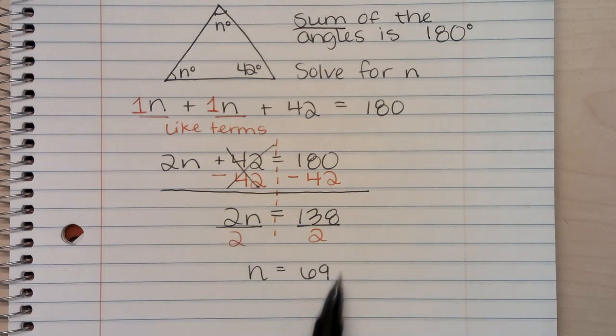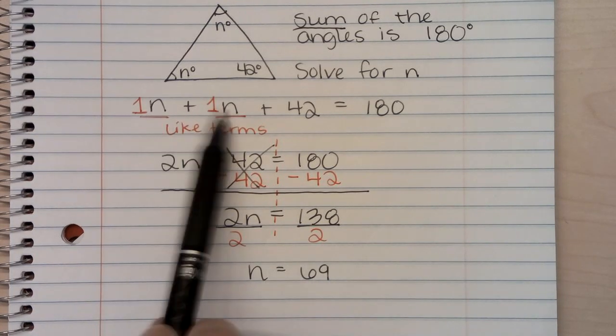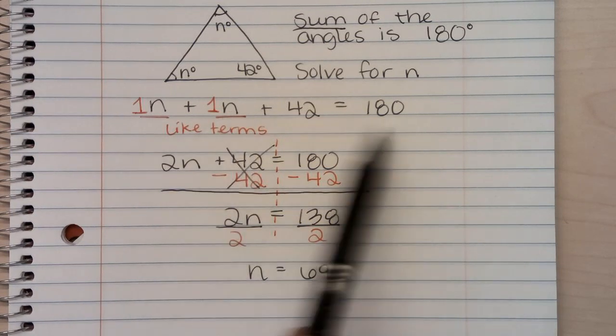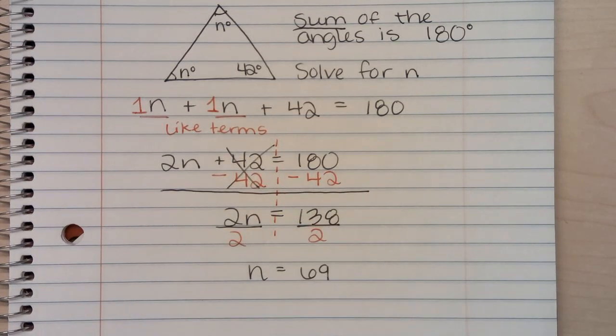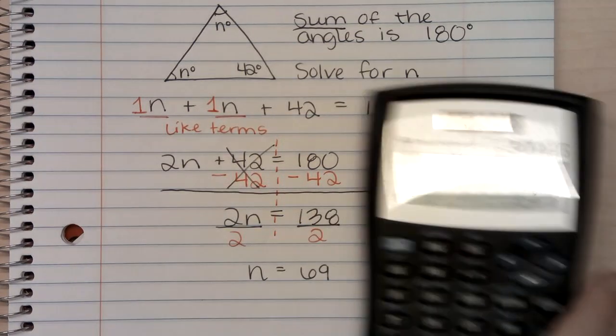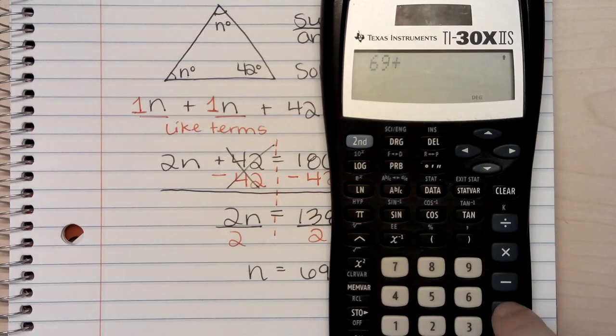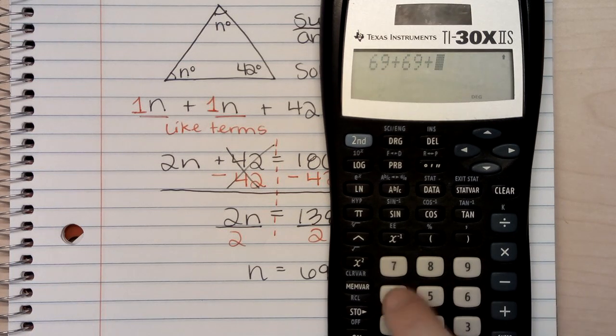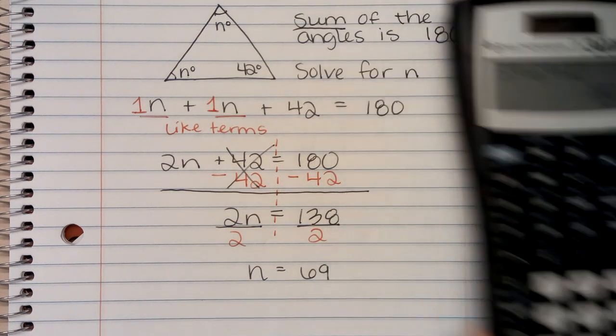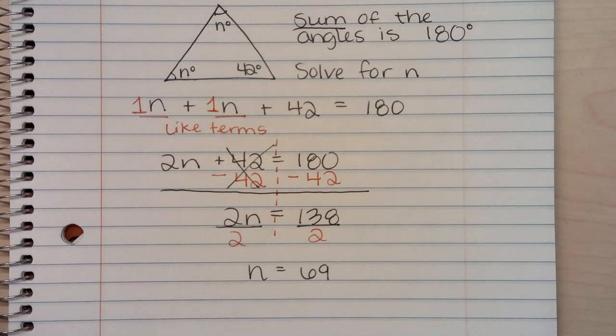I could put this number for n in the original equation and make sure it adds up to 180 degrees. I'm going to do that now. I have 69 plus 69 plus 42 equals 180. Check. Always check your answer.